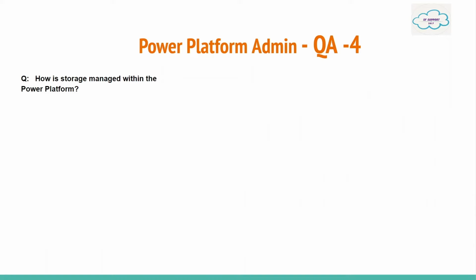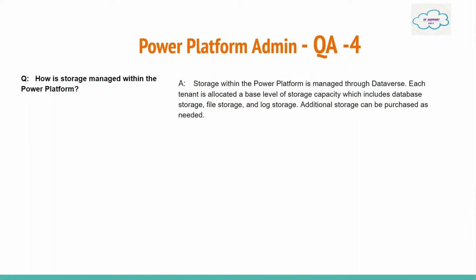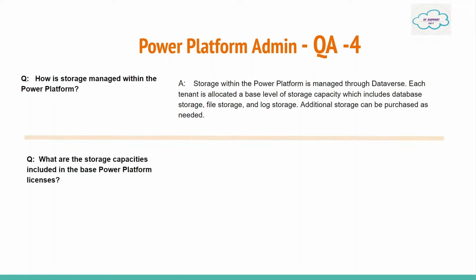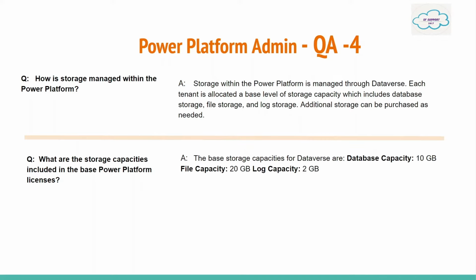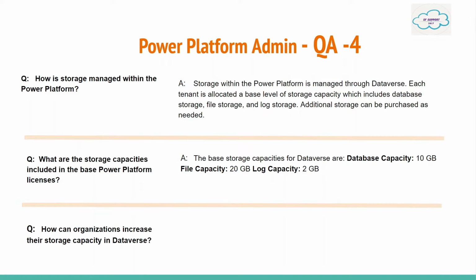Question: how is storage managed within the Power Platform? Storage within the Power Platform is managed through Dataverse. Each tenant is allocated a base level storage capacity, which includes database storage, file storage, and log storage. Question: what are the storage capacities included in the base Power Platform licenses? For database capacity 10 gig, file capacity 20 gig, and log capacity 2 gig.